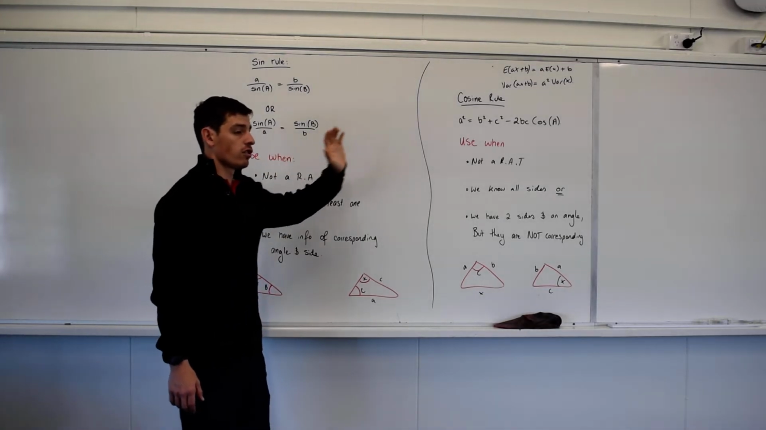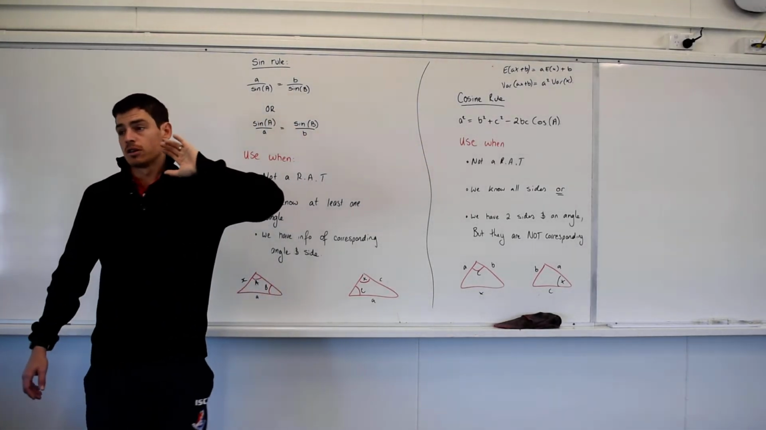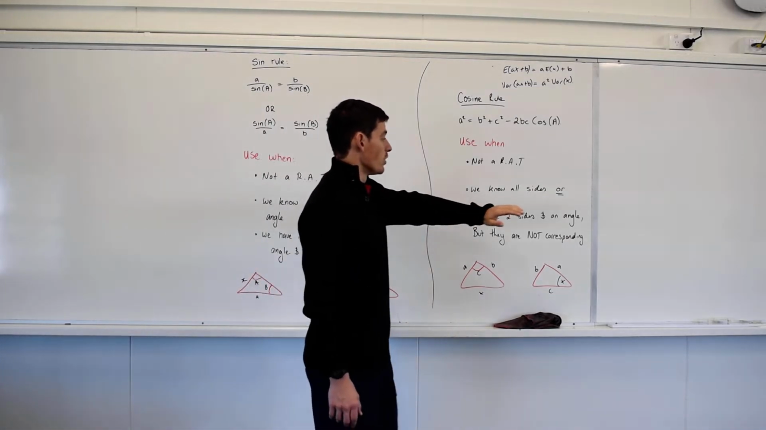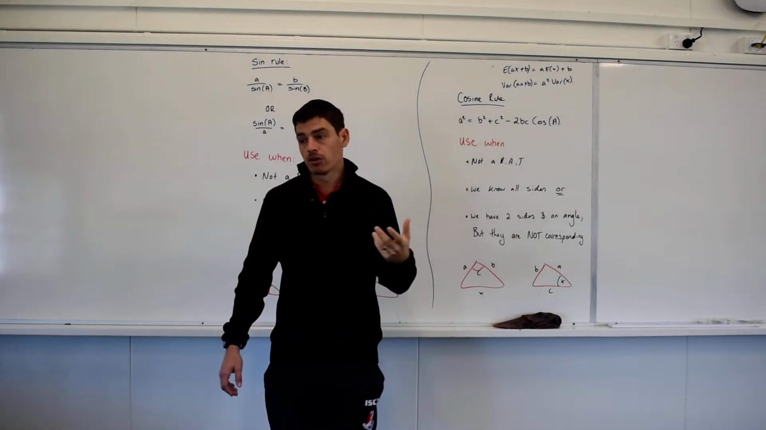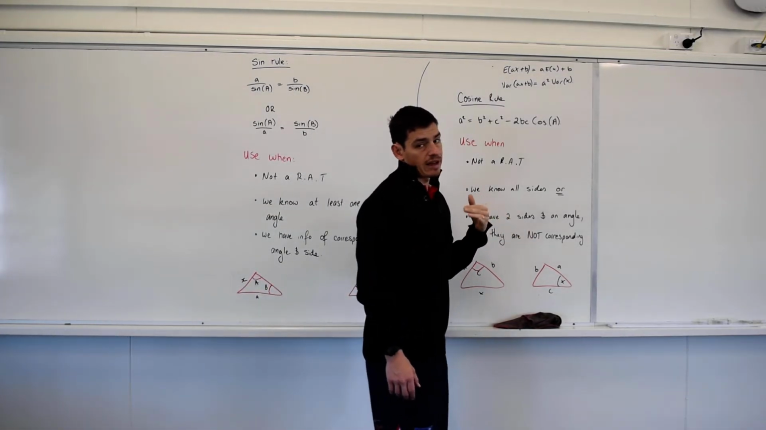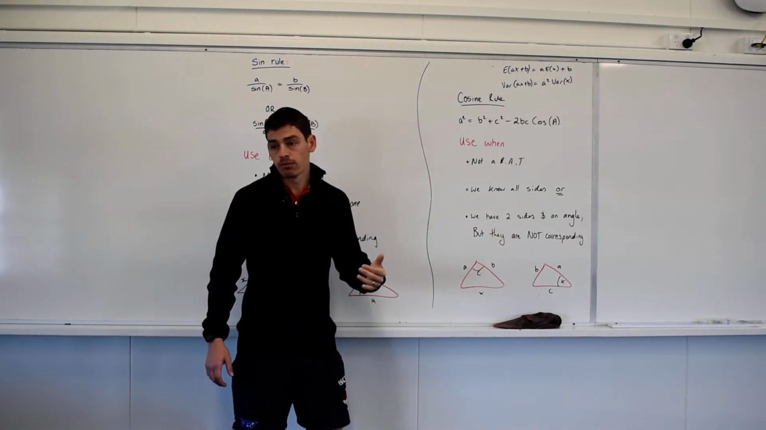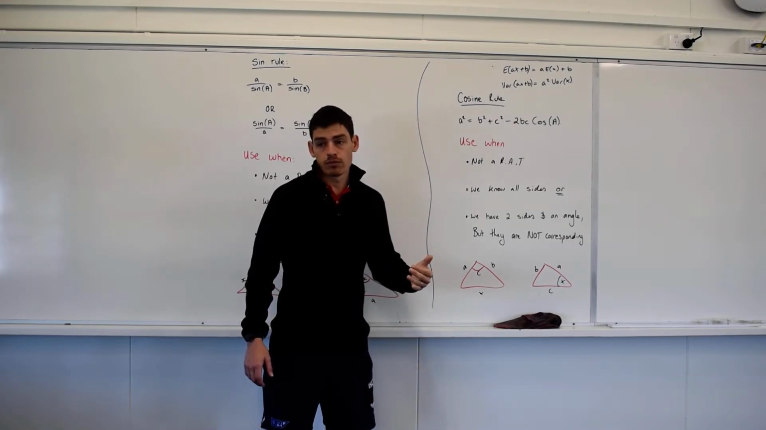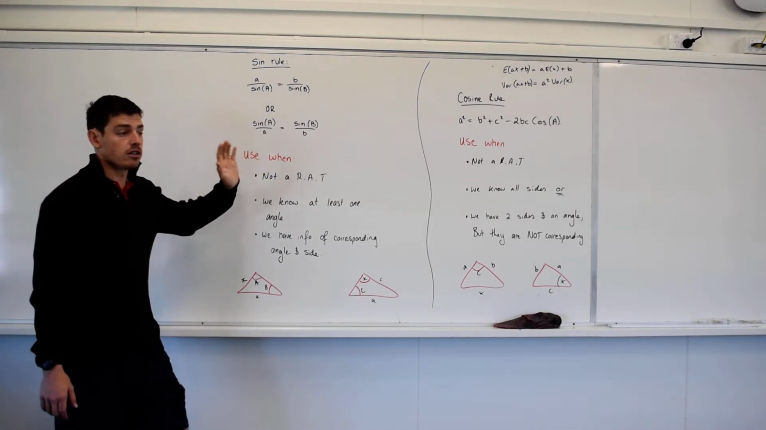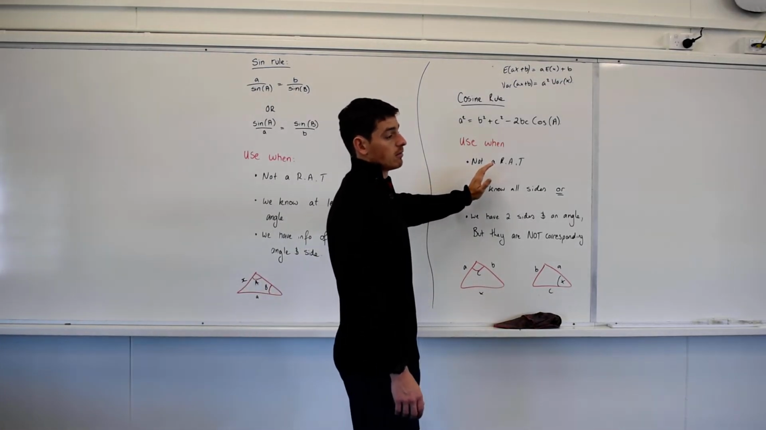If you haven't got a corresponding angle and a side, then we think about using the cosine rule. We use the cosine rule in two situations. We know all the sides and we want to know an angle, or we know two sides and one angle, but they are not corresponding. Sine rule for corresponding angle and side. Cosine, we don't have that.